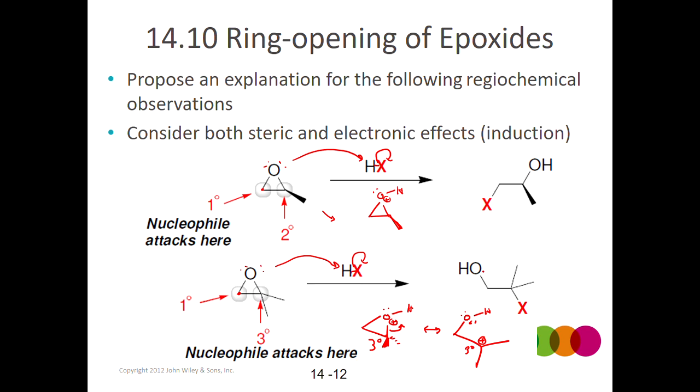So the outcome we expect it to get here, and what we actually observe experimentally, is that the X, specifically the halide nucleophile, comes in on the tertiary carbon. I can imagine it coming in there or there. Either way, this is the carbon that X ends up bonded to, not the other carbon.